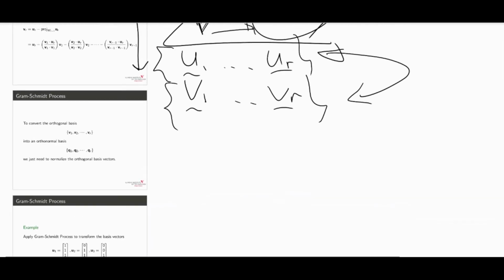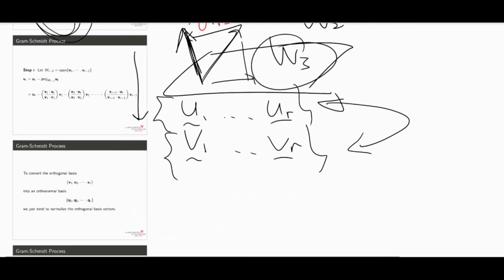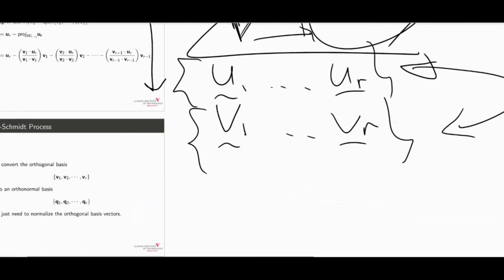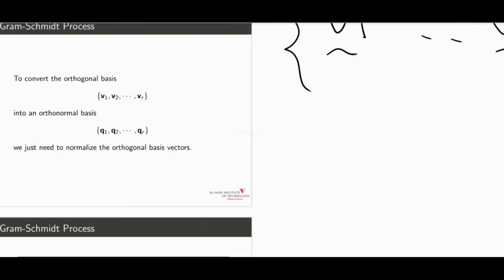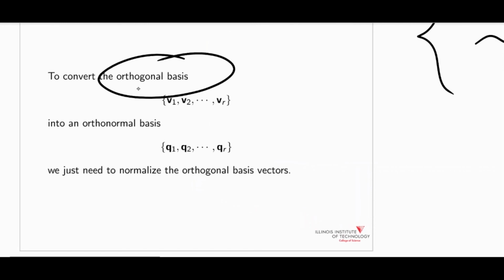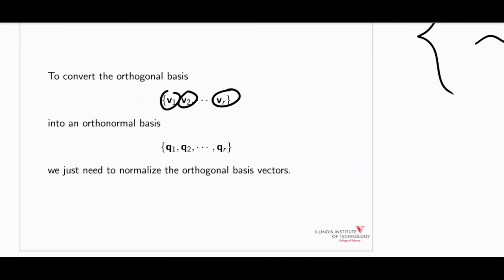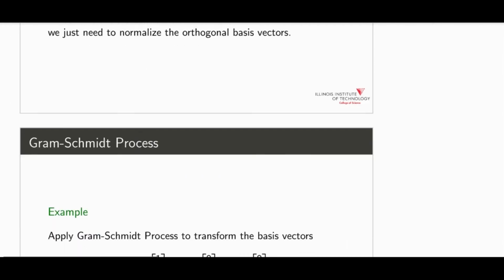So that's how we get the orthogonal vectors and orthogonal bases, okay? Once you have the orthogonal basis, it's very easy to change it to an orthonormal basis. Well, you just take every single vector that you obtain and divide it by its own magnitude to change it to unit vectors, okay?